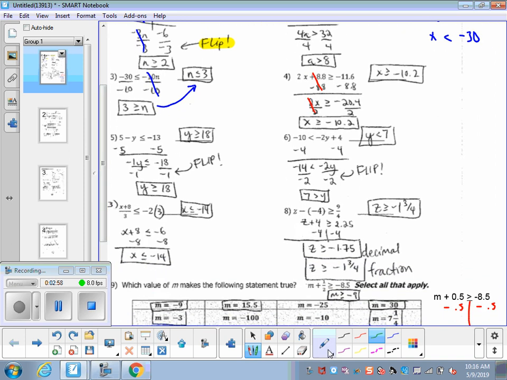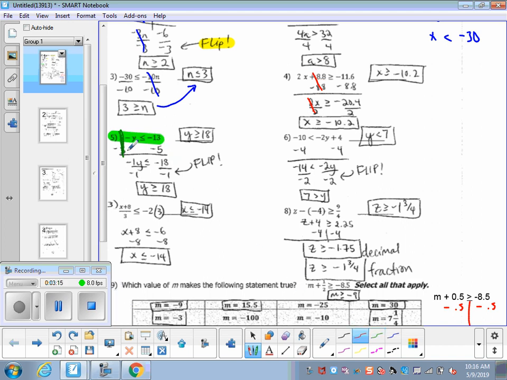Now number 5 here, this one is a really important problem. This one's kind of hidden with the flip, okay? Now the first thing we're going to do though is definitely get rid of the constant of 5. 5 minus 5 cancels out here, that's gone. And now when I subtract the 5 from here, I get a -18.